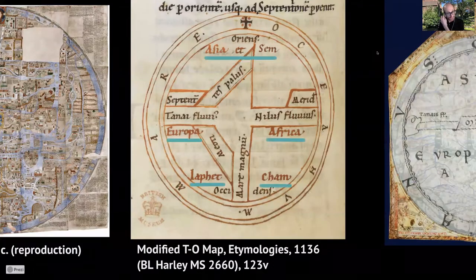The TO format is based on the division of the world into 3 parts, one for each of Noah's sons, as shown on this modified TO map. Such maps, functioning like all maps, convey their content through spatial organization. The T of the TO is formed by 3 bodies of water. The vertical line represents the Mediterranean, the right branch of the horizontal line represents the Tanais, which is the River Don, and the left branch is the Nile.